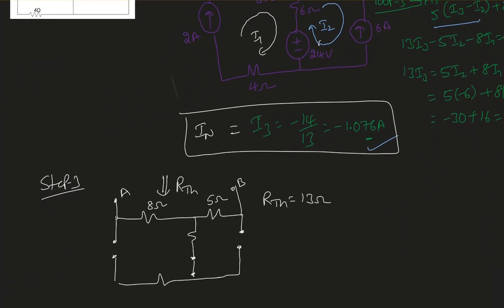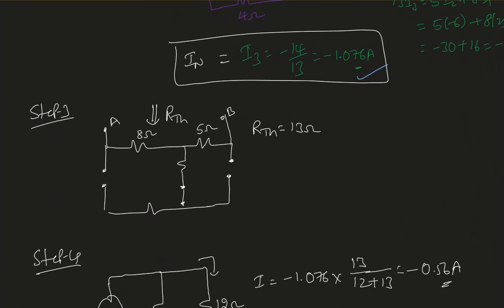Now step 3, find Rth. While finding Rth, replace all independent sources with their internal resistance. If it is a current source, open circuit; voltage source, short circuit. Another important point is if there is a dependent source, keep it as it is. If there is a dependent source, we always connect a 1 ampere source to find out how much resistance that dependent source is supplying to the circuit. So that's another way. Here I do not have any dependent source.